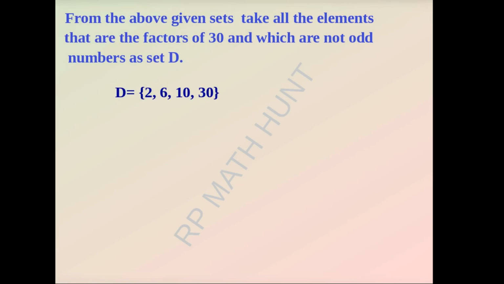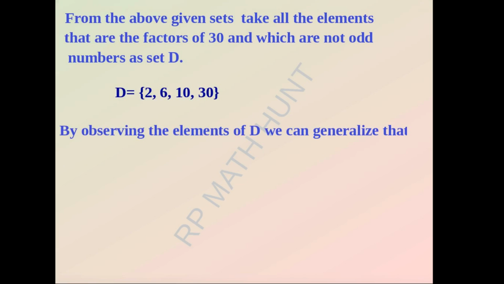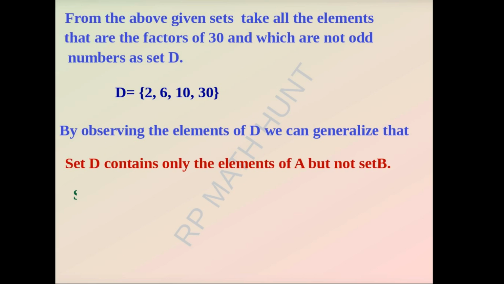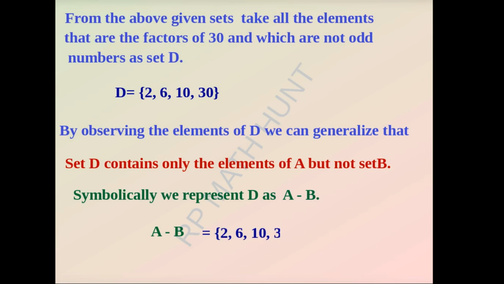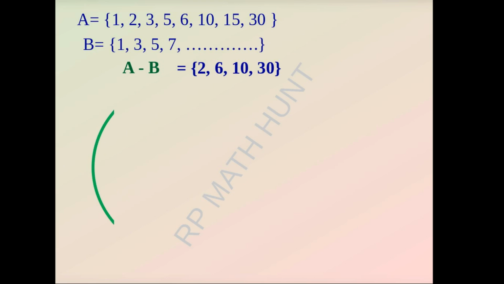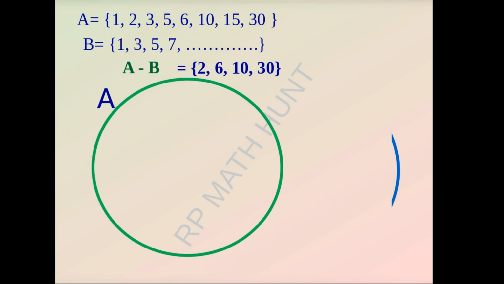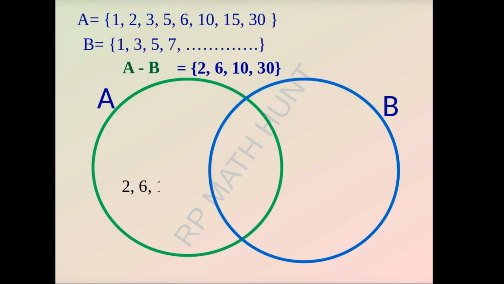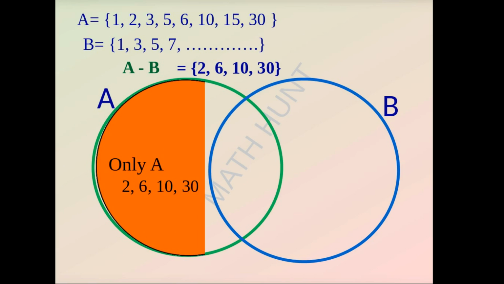By observing the elements of D, we can generalize that the set D contains only the elements of A but not of set B. Symbolically, we represent D as A minus B. A minus B equals 2, 6, 10, 30. The same thing is represented in the Venn diagram as shown on the screen. 2, 6, 10, 30 belong to only A, the only A region. That is represented as A minus B, where X belongs to A and X does not belong to B.